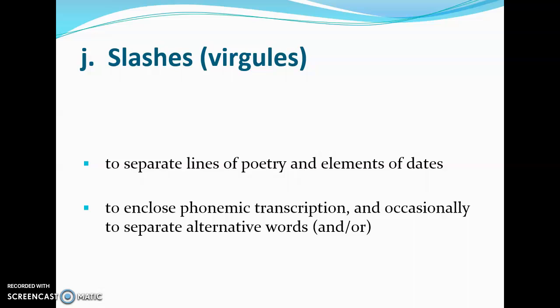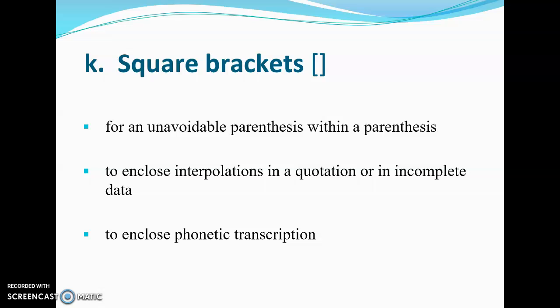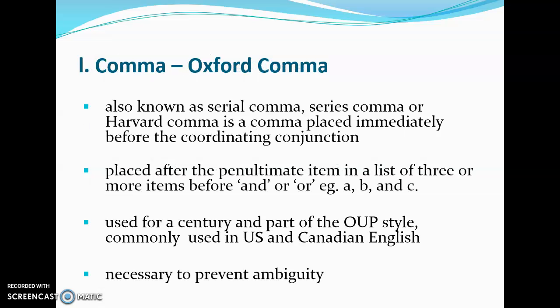Slashes or virgules are used to separate lines of poetry and elements of dates, to enclose phonemic transcription, and occasionally to separate alternative words. We make use of square brackets for an unavoidable parenthesis within a parenthesis. We usually use them to enclose interpolations in a quotation or in incomplete data. We also use square brackets to enclose phonetic transcription.